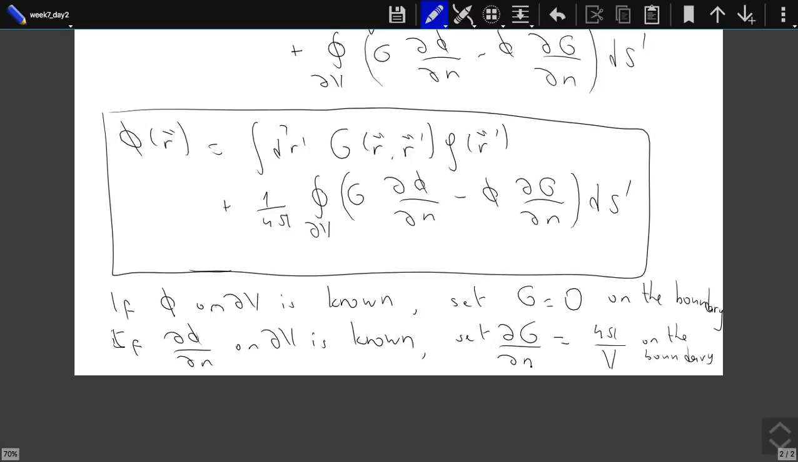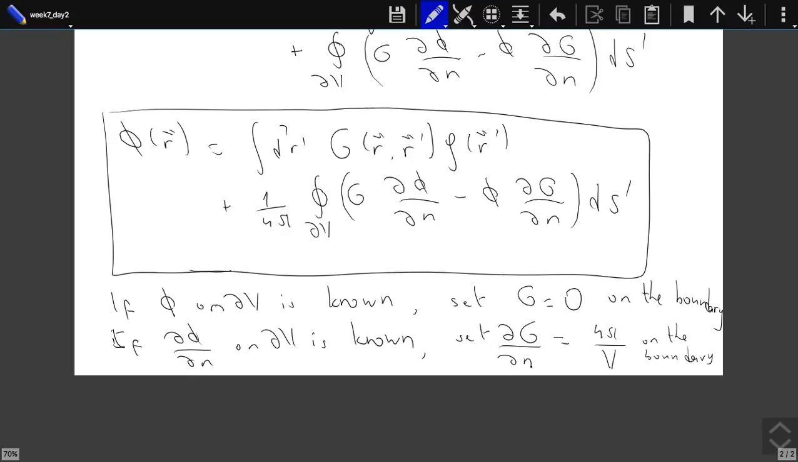And the reason why we cannot set the derivative of G to 0 is, remember, G physically corresponds to the potential created by a point charge. The derivative with respect to the normal would correspond to the electric field created by the point charge in the normal direction. And Gauss's theorem basically tells us that the integral of that electric field should be equal to 1, or some constant. We cannot just set it to 0. So that's why we cannot set the derivative of G on the boundary to be 0.